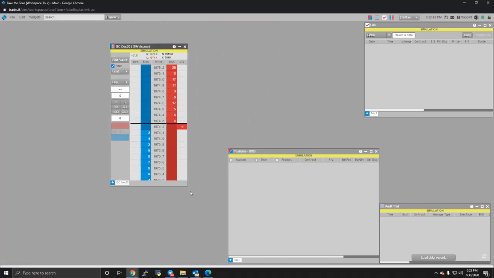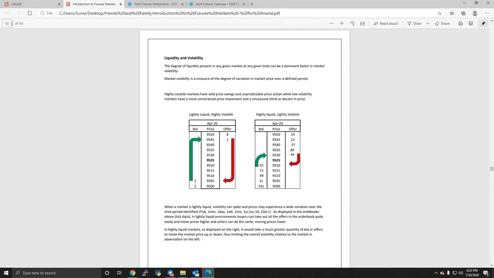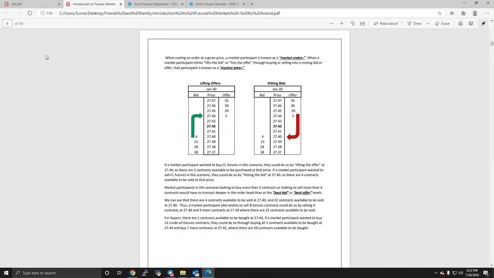Let's take a look back in the book at page 9, I believe it is. We're going to talk about lifting and hitting bids and the difference between being a market taker and a market maker. So on the left, we see a diagram that is showing lifting offers, and on the right, we see a diagram that is showing hitting bids.